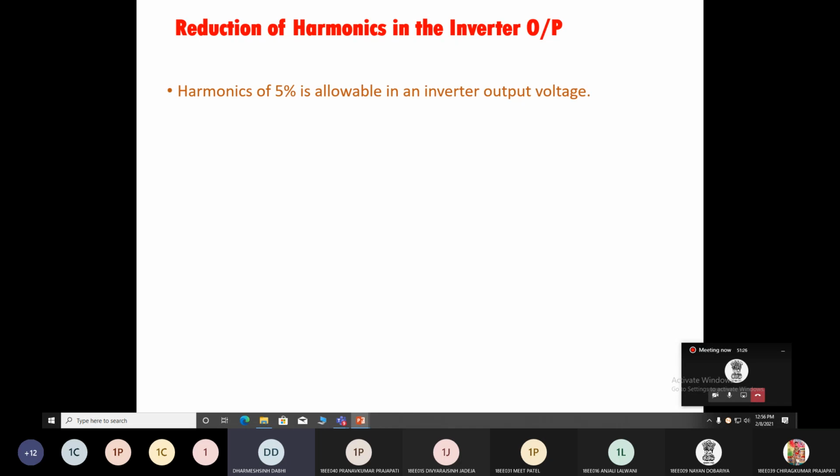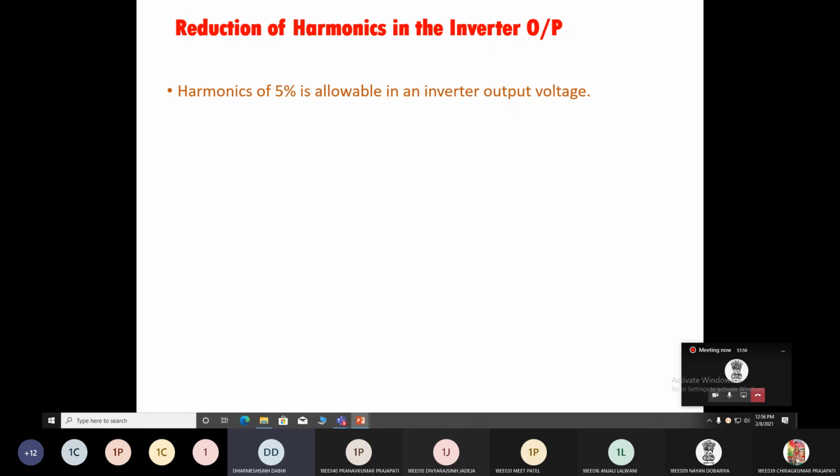So in an actual, practical inverter, only 5% harmonic is allowed in your output voltage, 5% of the fundamental component. It means suppose your fundamental component is 100 volt, so only 5 volt harmonic is allowed. If it is more than 5 volt, then you require external means to reduce these harmonics. One of the methods we know is using a filter.